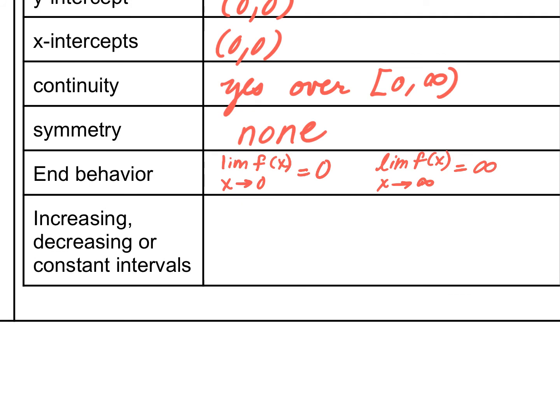Increasing or decreasing or constant? It is increasing over the interval from, and this time we have to use parentheses, not bracket, parentheses 0 to infinity. All right. Starting to get the hang.